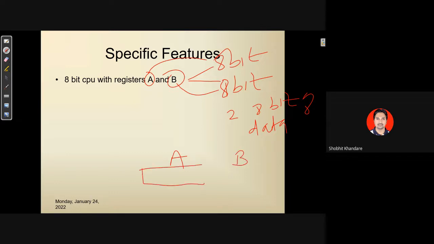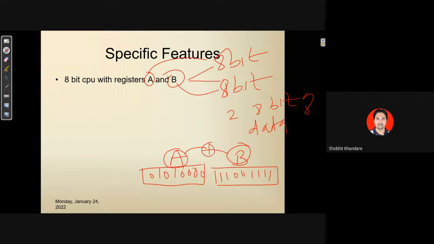So see here, A register, suppose I am taking 8 bit of data. Suppose the bits are 0, 1, 0, 1, 0, 0, 0, 0. And the second register B, it is also 8 bit, and the data is 1, 1, 0, 0, 1, 1, 1, 1. So A register 8 bit, B register 8 bit, and processing is happening in the CPU, to be more specific, ALU. So two 8 bit of data are getting added in the ALU.